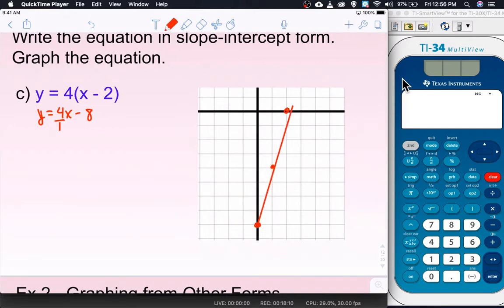So I draw my line. One way and the other. And there we have it.